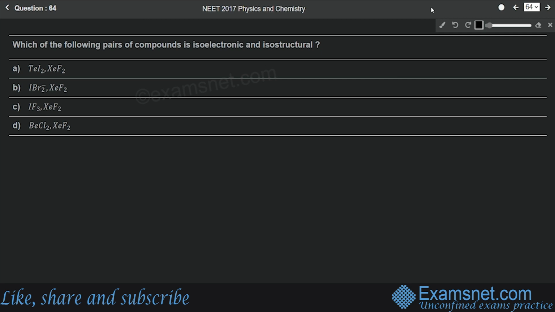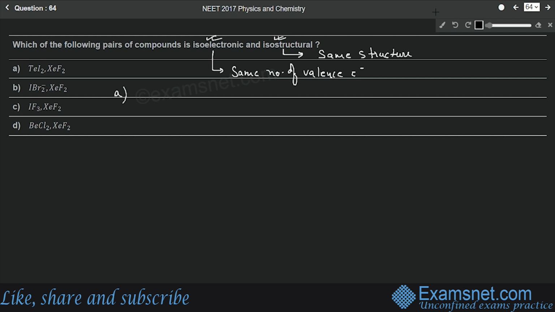Question number 64 is from the chapter Chemical Bonding and Molecular Structure. And the question is, which of the following pairs of compounds is isoelectronic and isostructural? Okay, so what is meant by isoelectronic? It means they have the same number of valence electrons. And what is isostructural? It's very simple, as the name suggests. It means they have the same structure. So here we have to find the pair in which both the species have the same structure as well as the same number of valence electrons. Okay, so let's check one by one.